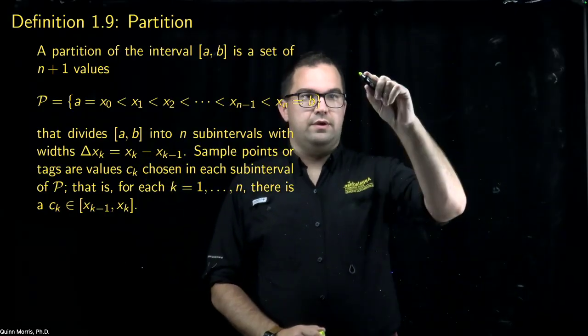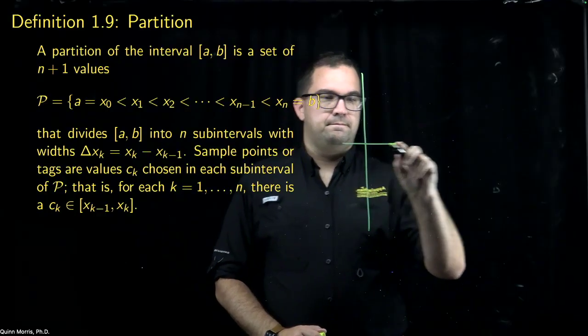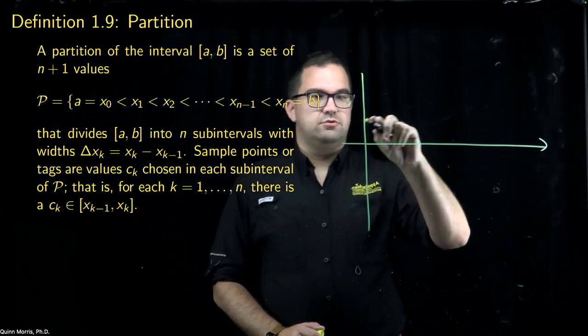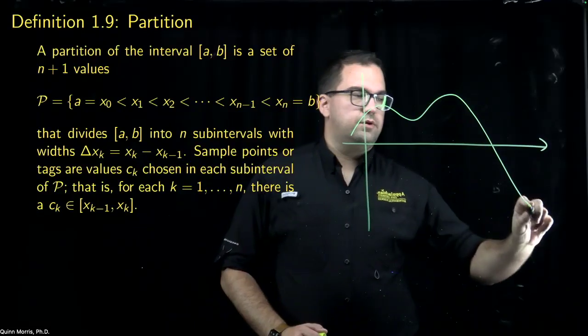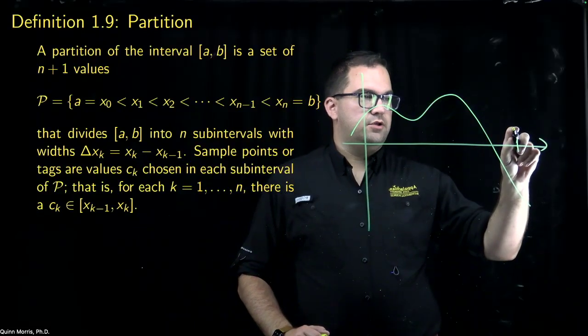So visually, you can imagine, I have my function here. It's doing whatever. It could be negative at some values.